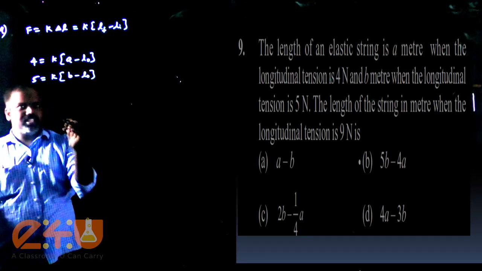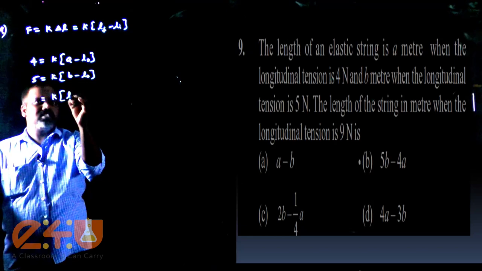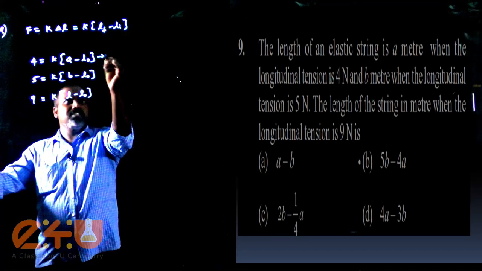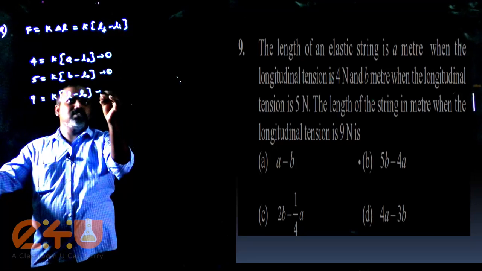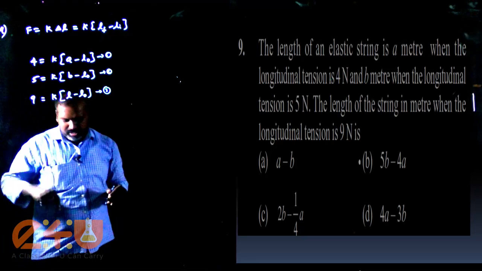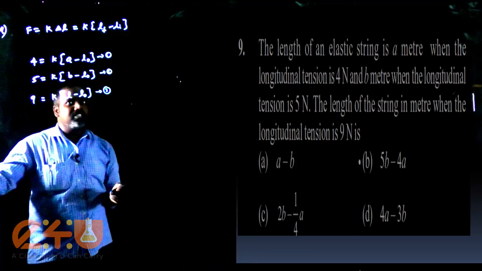And they are asking, when 9 newton acts on that, what is the length? So 9 is equal to K into that length L, minus L naught. Say this is equation number 1, equation number 2, equation number 3. If any maths students are there, kindly do this simplification work, but for non-maths students, I must do the step work.